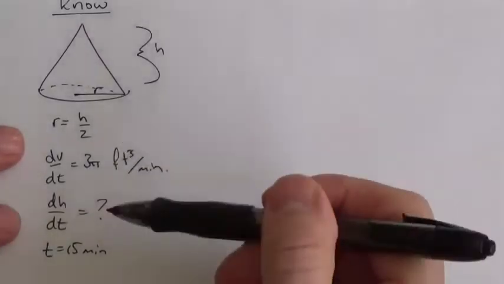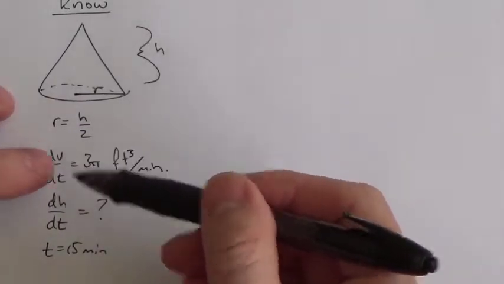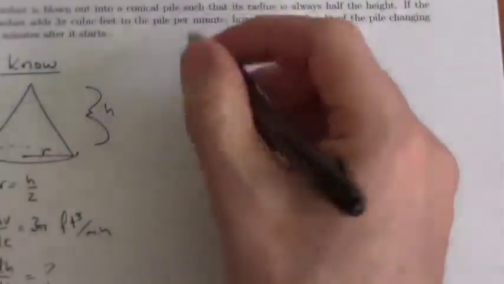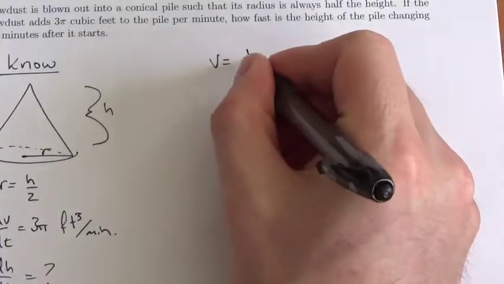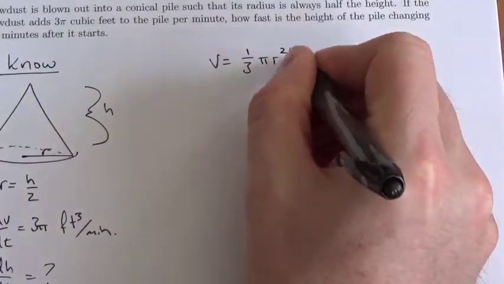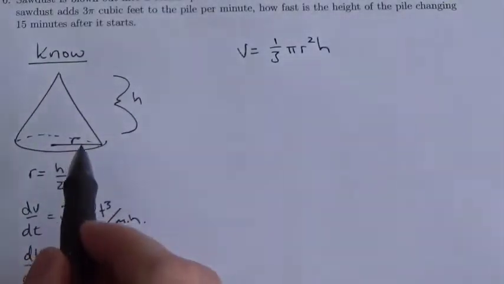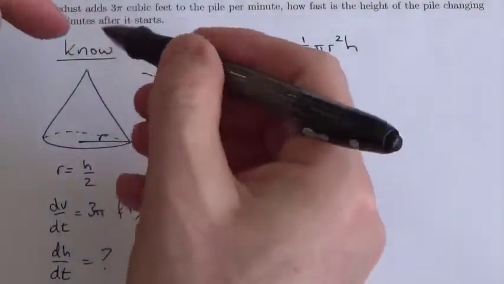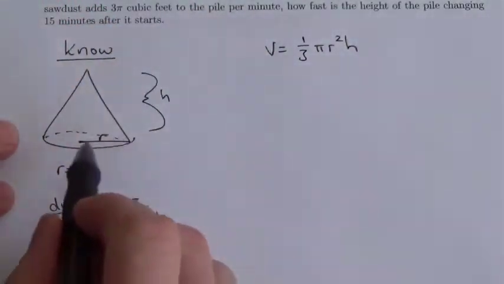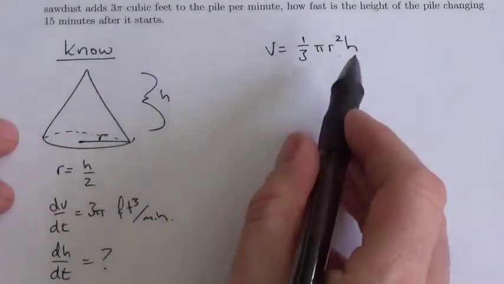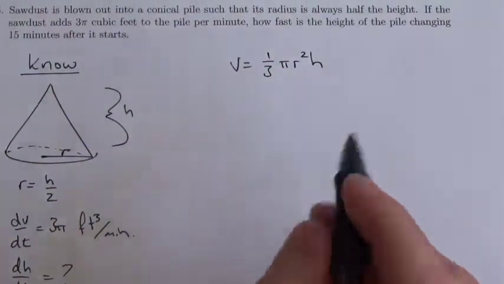But because I'm looking for dH by dt and I've got dV by dt, I need a relationship between V and H. Now I know the volume of a cone is going to be 1/3 pi r squared height. So I've got the two variables in here, and you can visualize this as the sawdust being blown on this and the pile growing. Not only is the height changing, but also the radius of the base is changing. So both of these are variables, so I wouldn't want to plug in anything too soon here.